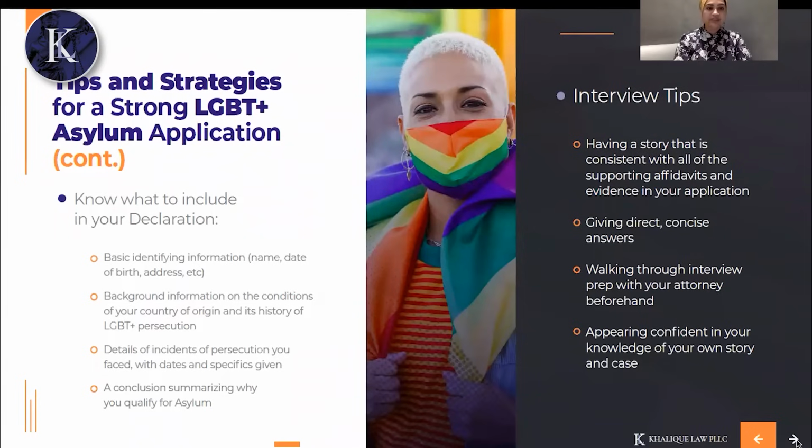So we kind of talked about the declaration already. So remember, you need to include basic information in the declaration: your name, date of birth, address. Provide the background information on the conditions in your country of origin and its history of LGBTQ persecution. When you're talking about your past incidents of persecution, make them very detailed. Provide dates and specific events, and then include a summary conclusion establishing why you qualify for asylum. I must emphasize the declaration is the most important, so take your time with the declaration.